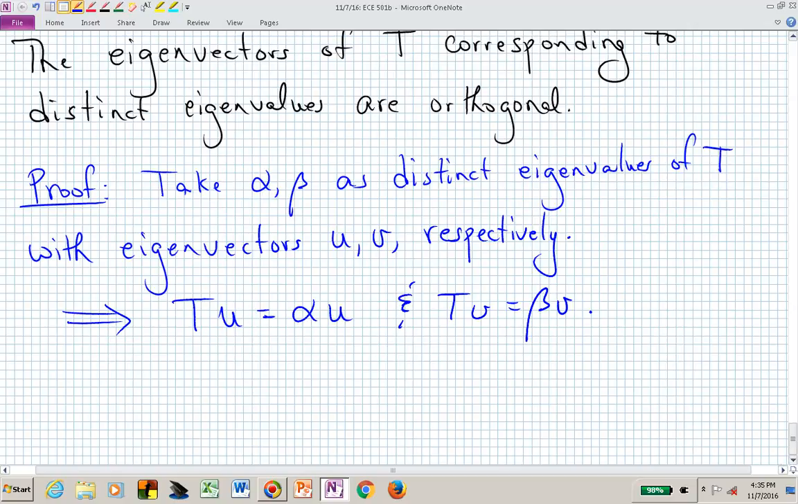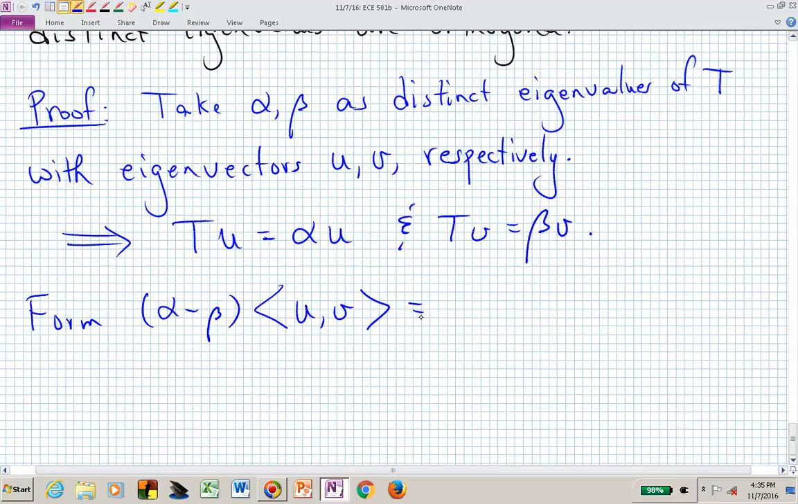Let's now build an inner product. Suppose that we now create the following. We take the scalar alpha minus beta, and let's apply that now to the inner product of u and v. We can now distribute those scalars relative to that inner product, and we can now say we have alpha applied to the inner product of u and v minus beta times the inner product of u and v.